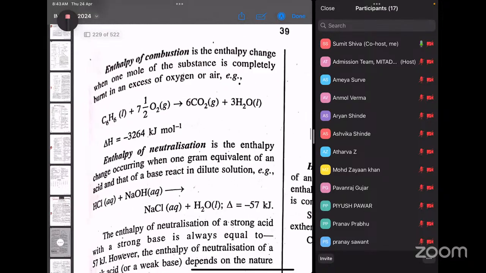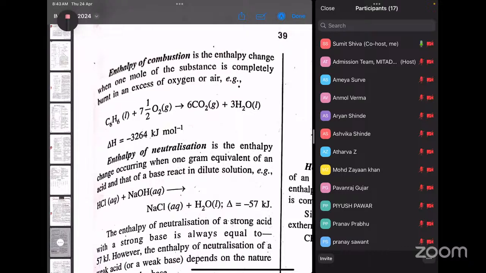Enthalpy of combustion. Enthalpy of combustion is the enthalpy change when 1 mole of a substance is completely burned in an excess amount of oxygen or air. Again, this is defined for 1 mole. If we are burning the fuel more than 1 mole, we have to multiply it accordingly.